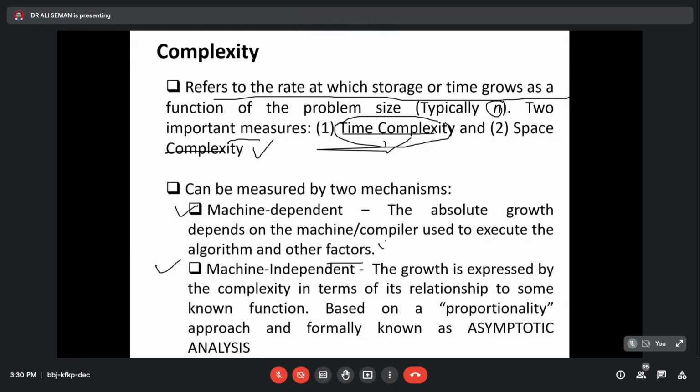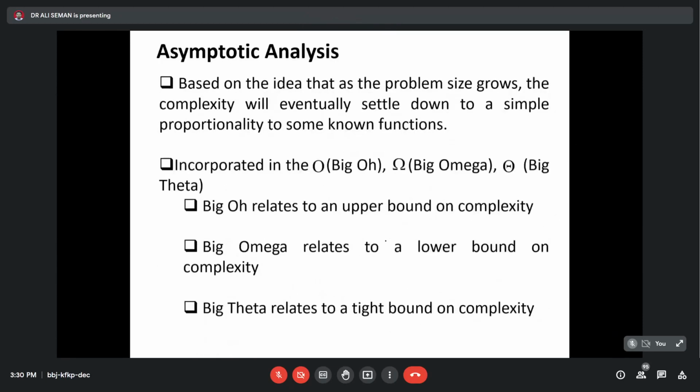Clear? Clear, Doctor. Okay. Okay, now asymptotic analysis. What is asymptotic analysis? It is a specific mathematical analysis, an area of mathematics called asymptotic analysis. This asymptotic analysis actually falls under machine independent, or we can say that it is a theoretical analysis.